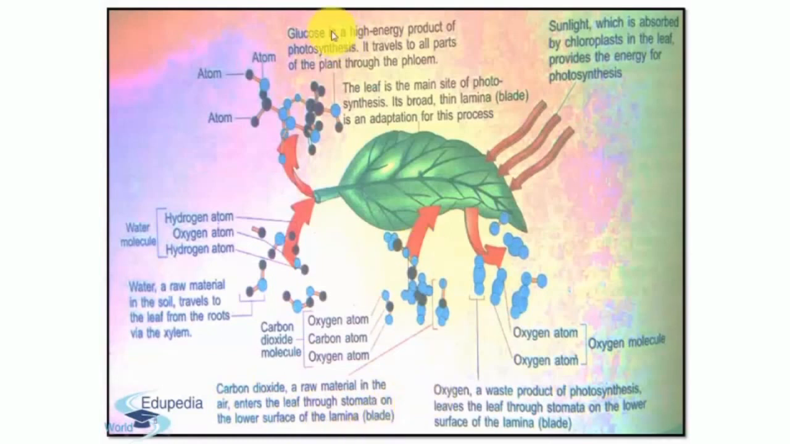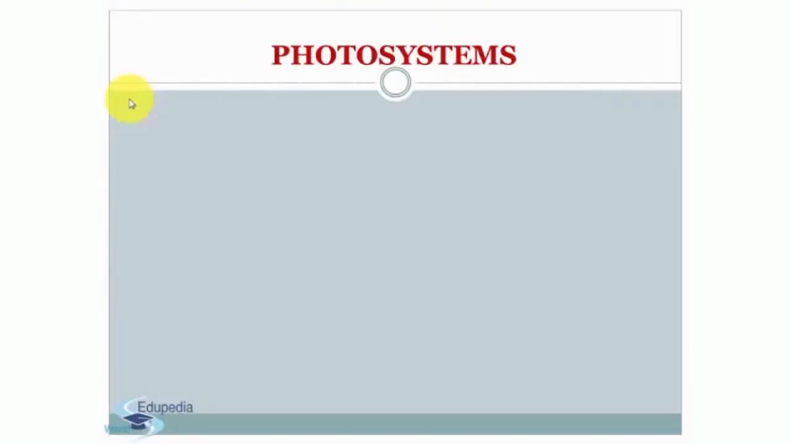Oxygen and glucose are the end products of photosynthesis. Oxygen is a waste product of photosynthesis. It leaves the leaf through stomata on the lower surface of the lamina. Glucose is a high energy product of photosynthesis. It travels to all parts of the plant through the phloem.